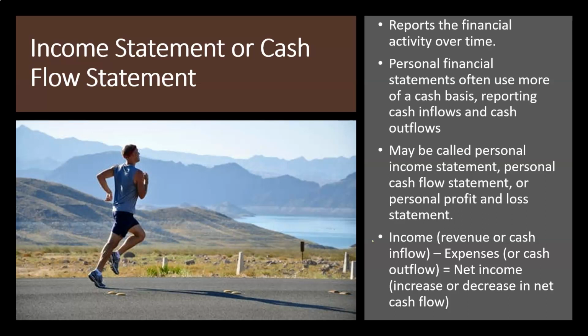So the top line might be called income, it might be called revenue, or it might be called cash inflow, to be formal and specific on a cash basis. And then minus all the expenses, or you might simply call them cash outflows, which are categorized by category. Those will be things like rent, utilities, and whatnot. And that will give you what would be called net income if it were an income statement term, or you might call it a net increase in cash flow if you want to use cash flow terms.